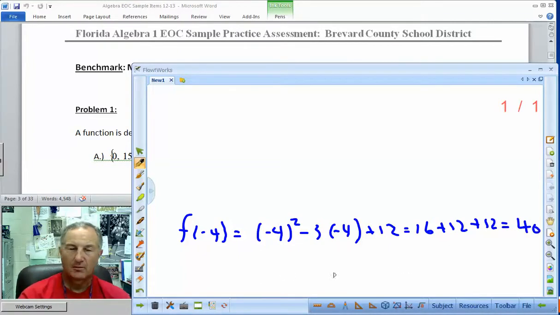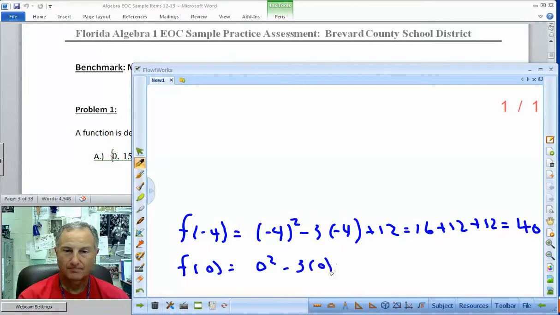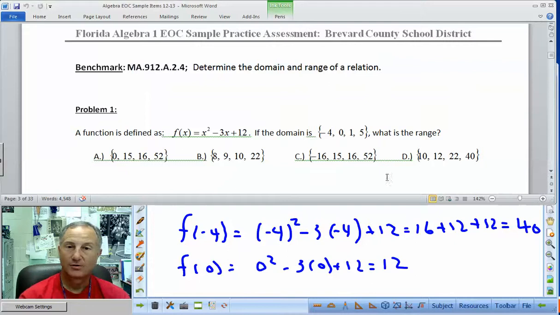And when you look at your answers, the only one that has 40 in the set is D. Okay? And if you just want to double check and plug your 0 in there, try another point, you get 12. D again is the only one that has 12 and the 40. So your answer has to be D. So when you look here, there's your 12 and your 40. You notice nobody else has that. So, I mean, if you want to plug in the 1 and the 5, you can. But you can already see right here that you got it.